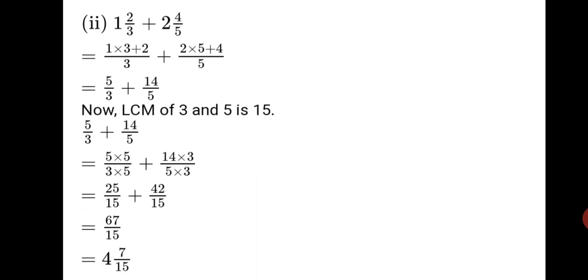Now you see a mixed number here. 1 2 upon 3 plus 2 4 upon 5. So convert it into an improper fraction. 1 into 3 is 3 plus 2, 5. 5 upon 3 plus 2 into 5 is 10. 10 plus 4, 14 upon 5.